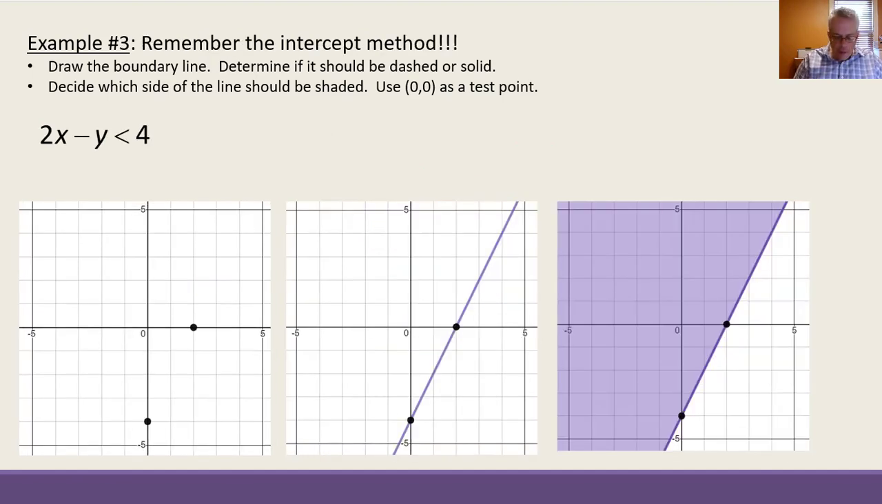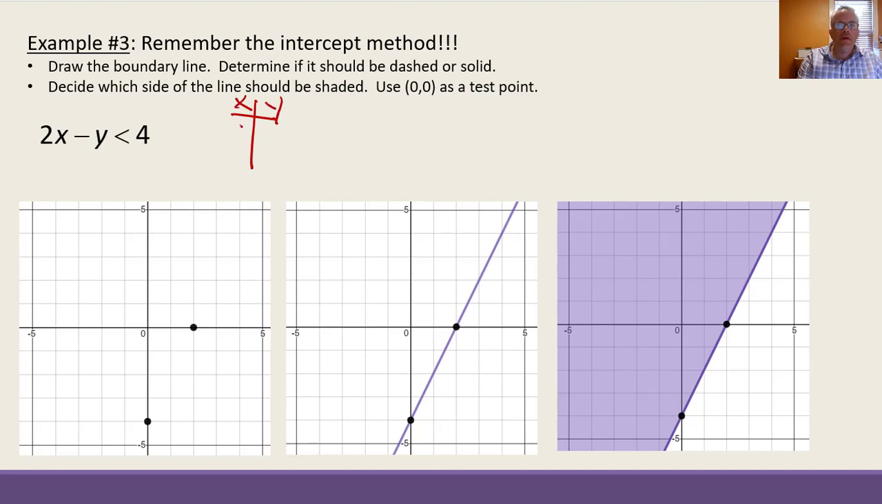Alright, there's one last thing I want to review with you, is sometimes the line is not in slope-intercept form. So I just want to remind you of the intercept method. So what I'm going to do in order to graph this boundary line is I'm going to find the x and y intercepts. Often I like to make a little table.